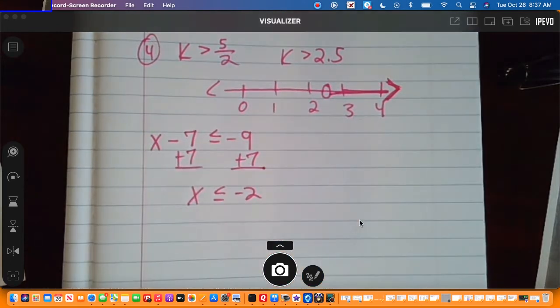Y'all, that's half your points. What's the other half your points going to be? Graphing it. And if I grade it and I catch you in here, then I don't mind giving you your test back to you and saying, graph that.